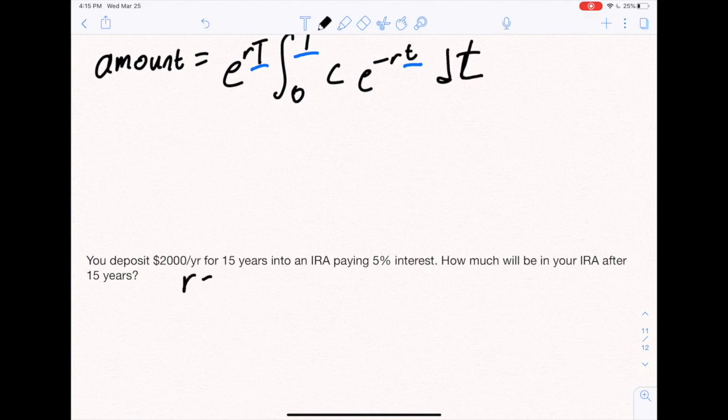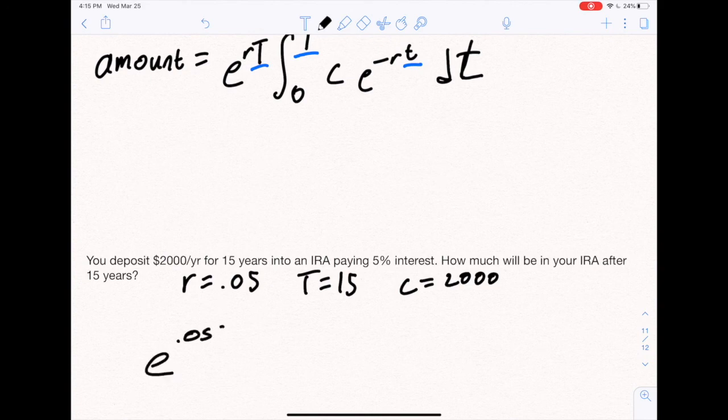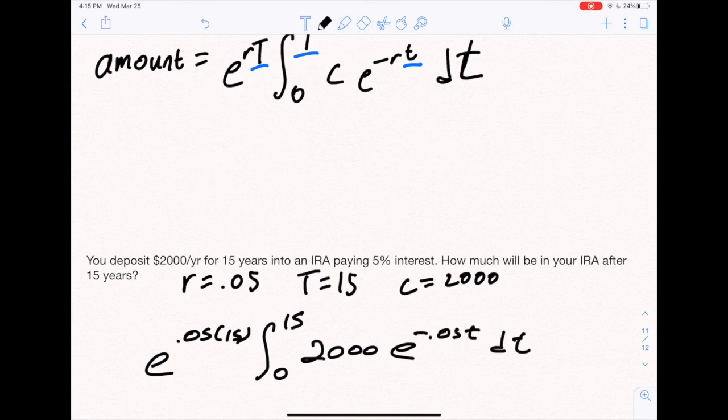So our r, our interest rate, is 0.05 because we write it in decimal form. Our capital T is 15 years, so capital T is 15, and our C is $2,000 because we deposit $2,000 a year. With that in mind, let's put everything into our given function. So we have e to the 0.05 times 15 times the integral from 0 to 15 of c, which is 2,000, times e to the minus r, which is 0.05, lowercase t, dt. And we need to solve this.